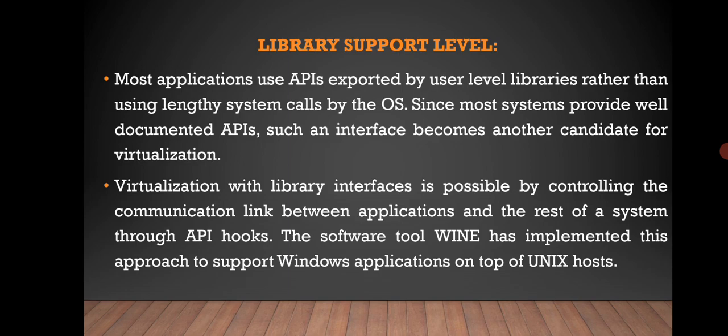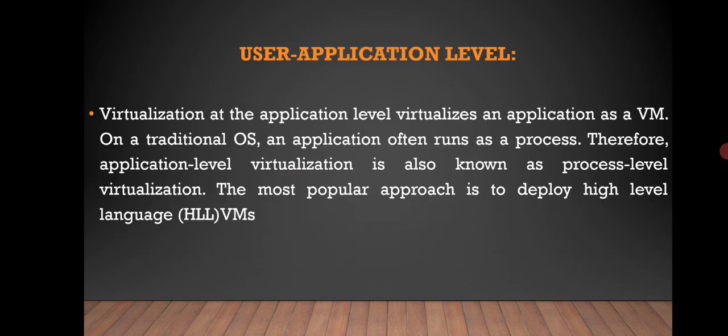Now let us see about the library support level. Most applications use APIs exported by the user level libraries rather than using lengthy system calls by the OS. Since most systems provide well documented APIs, such an interface becomes another candidate for virtualization. Virtualization with library interfaces is possible by controlling the communication link between the applications and the rest of the system through API hooks. The software tool Wine has implemented this approach to support Windows applications on top of Unix hosts. Now let us see about the user application level.